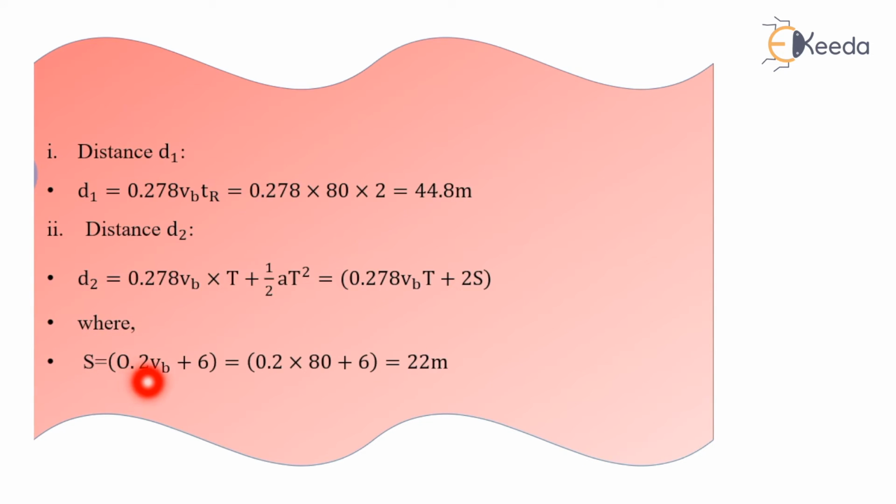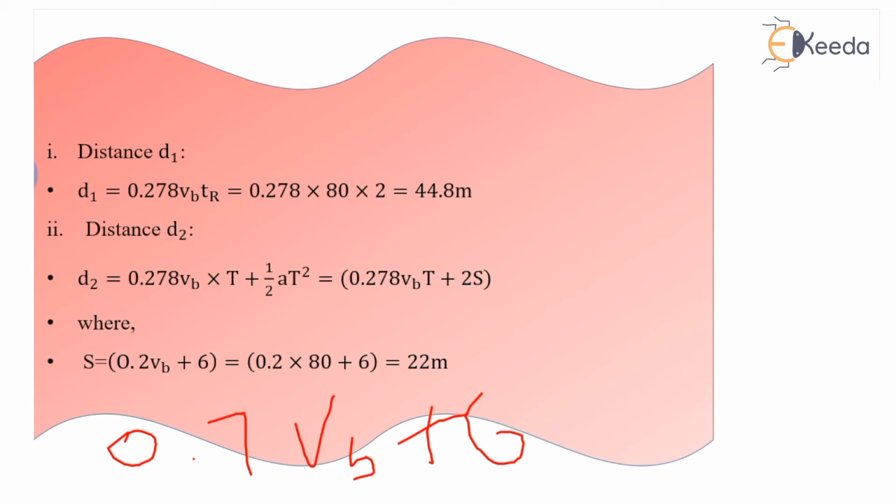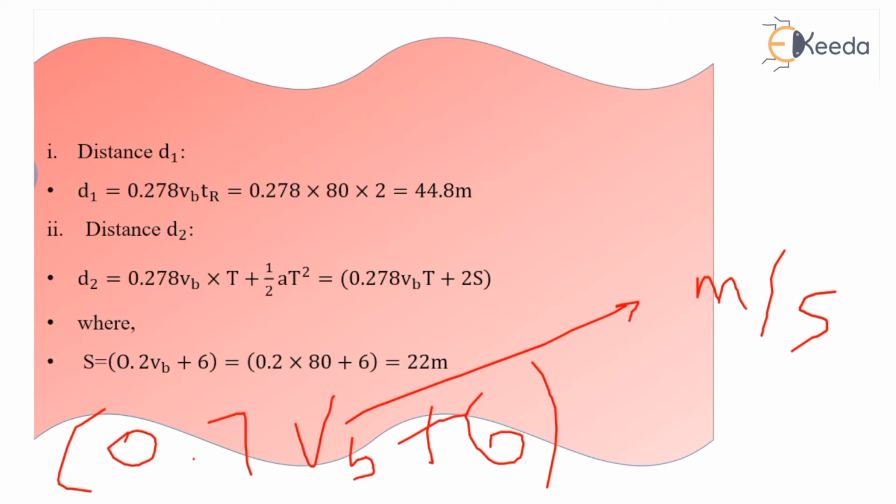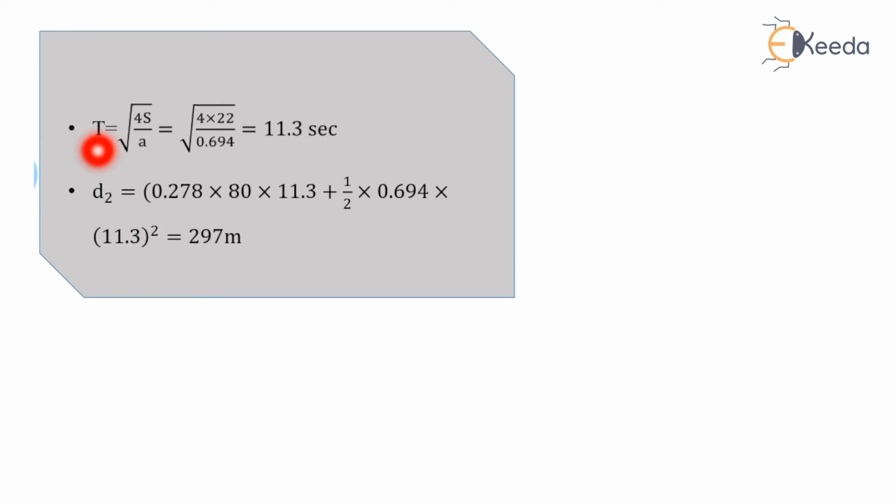Here S is equal to 0.2 VB plus 6. Some adopt 0.2, some adopt 0.7, but basically it should be 0.7 VB plus 6, where V is in meter per second. You will get the T value, square root of 4s by A, that is 4 into 22, divided by acceleration, that is 11.3 seconds.